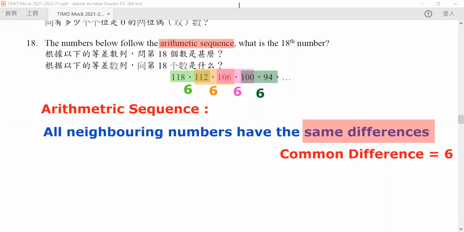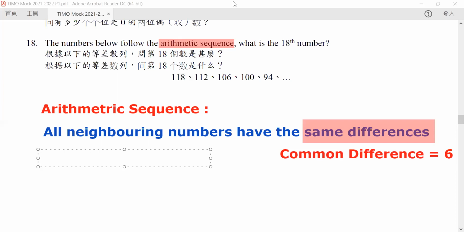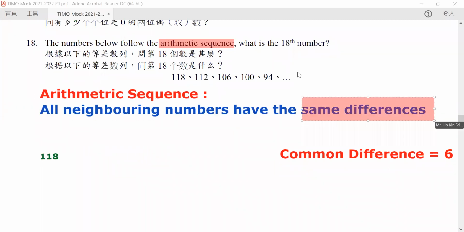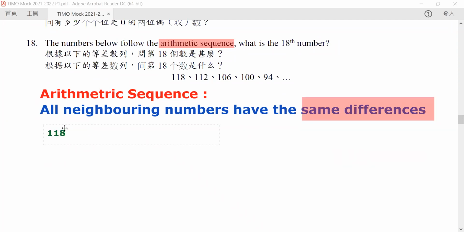In the following sense, you can see that after the first number, we keep on subtracting 6 from our series. Our first number is 118. This is our first number. Maybe I'll move this a little bit higher. Disregarding this, let's proceed to find our answer.